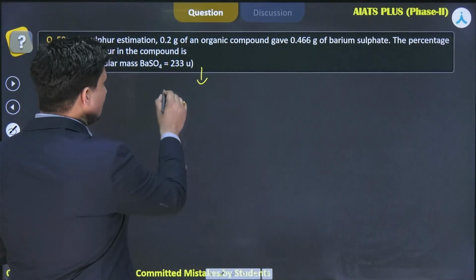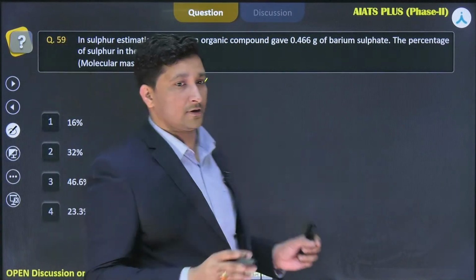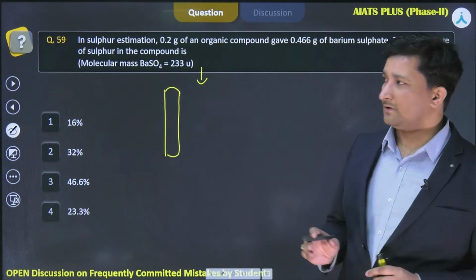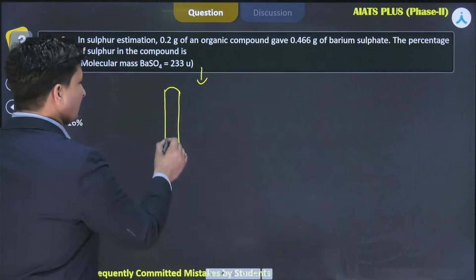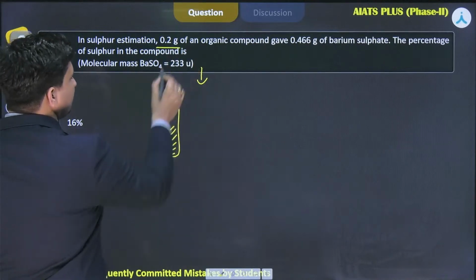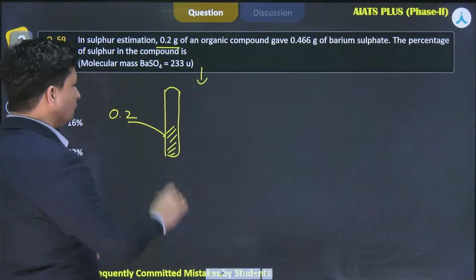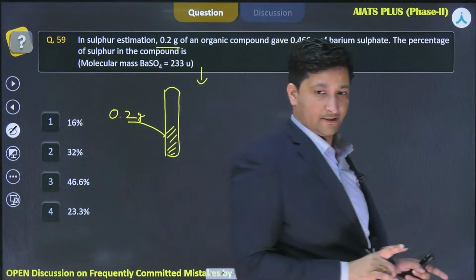First of all you have to imagine. Sometimes students go for mugging up the formula, and there are slight chances that you might opt for the wrong formula during the examination. So let's try to solve this. We have taken a compound. Now, how much compound was there in the Carius tube? This 0.2 gram. And then finally we precipitate barium sulfate.